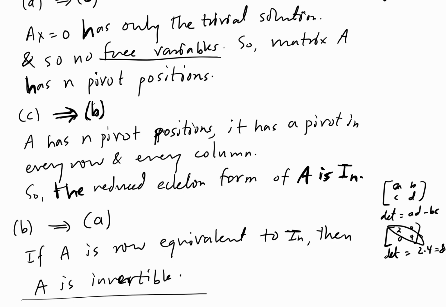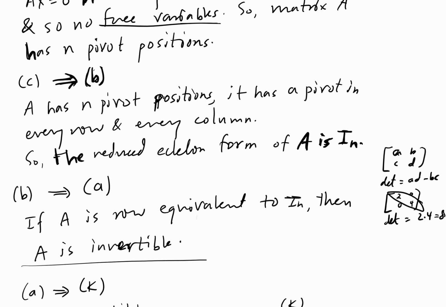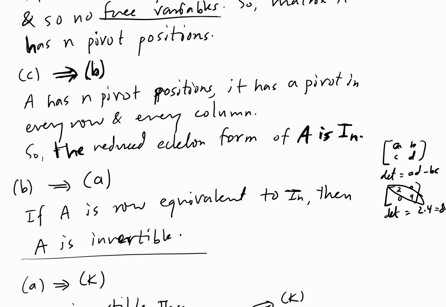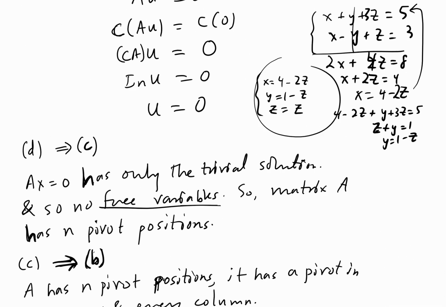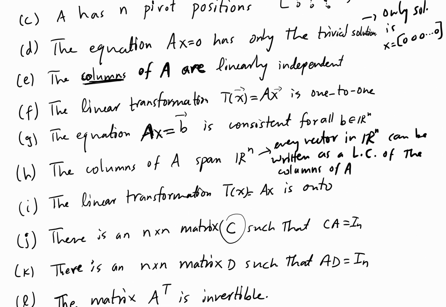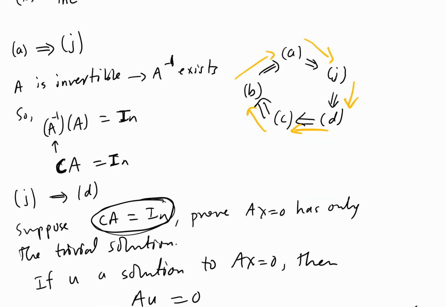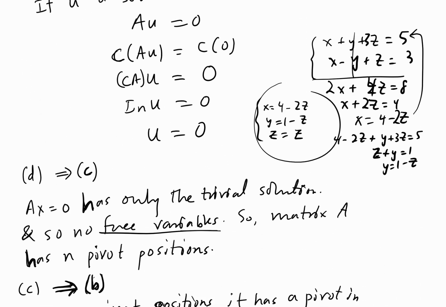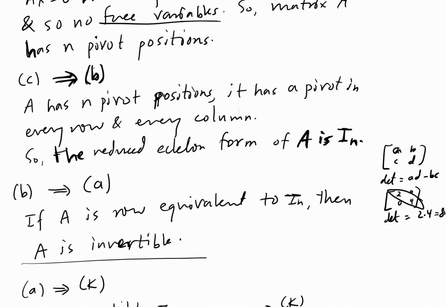So now we continue proving more of those. The next one, we're going to prove that A implies K. What is K? Well, let's see. A is invertible, so we get used to it. But K says there is an n by n matrix D such that A times D equals IN. Well, that should be easy. So for A implies K.